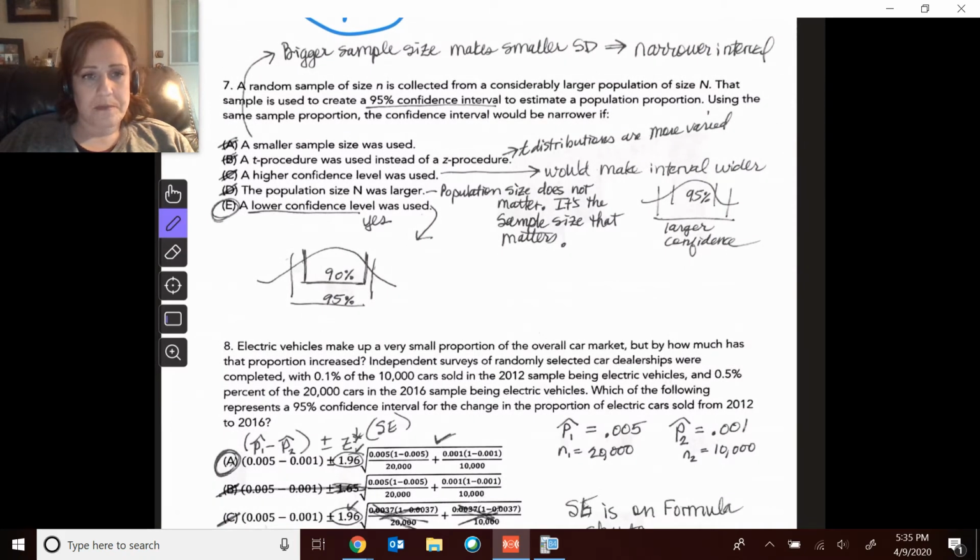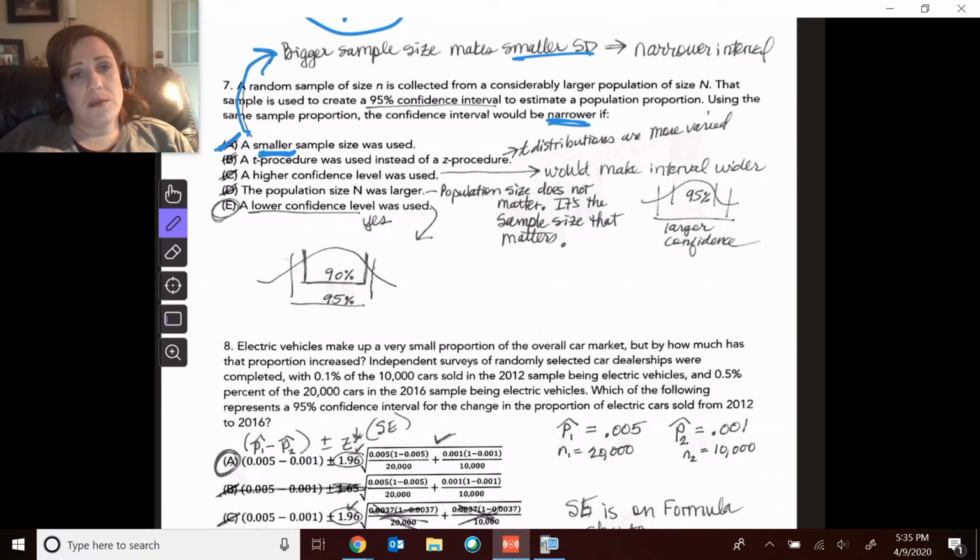Number 7, here we have a question asking what would make the confidence interval narrower? Okay, so sample size. A bigger sample size makes the standard deviation smaller, so that would make a narrower interval. So when it says a smaller sample size, that's wrong. That would make it wider, the opposite effect.